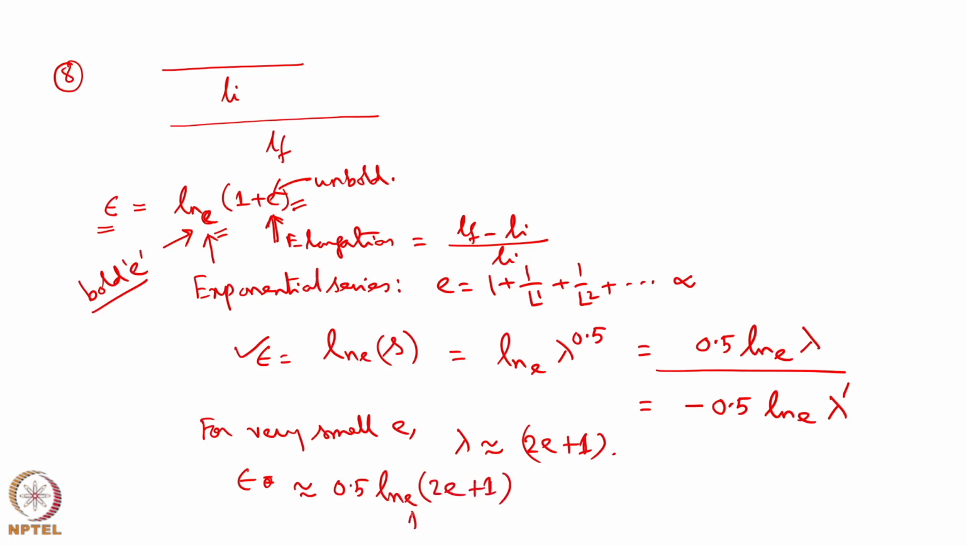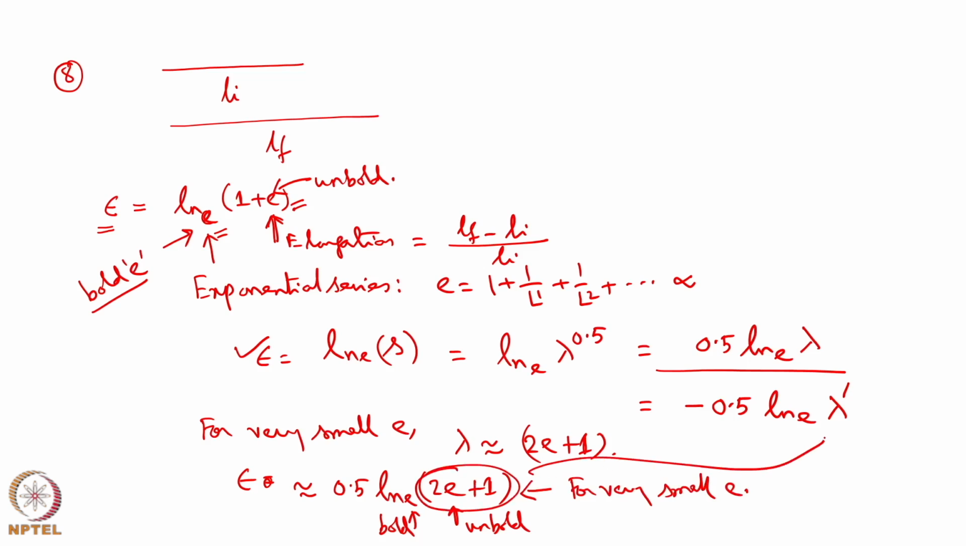Since I have used e two times and they have different meanings, this e can be written in bold and this e can be unbold. And this is for very small e. Similarly, we can use the 2e plus 1 term over there appropriately.